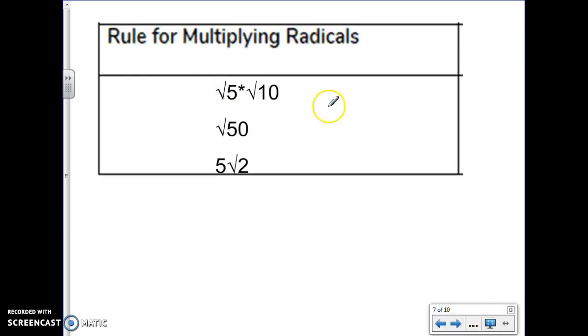So just to give you guys an example, if I have the square root of 10 times the square root of 5, well, using what we just talked about, I could say that's the square root of 5 times 10, which then allows me to say the square root of 50, which then allows me the chance to simplify to get 5 square root of 2. So let's look at an example.